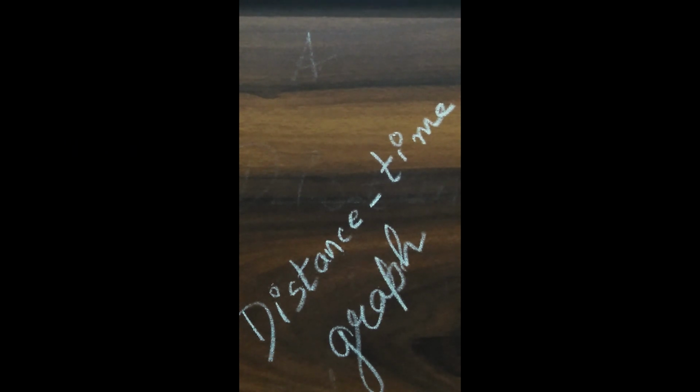Now, if you are given particular data for an object and it is covering a particular distance in a particular time, then how to plot the distance time graph for the same? Let us start with that.